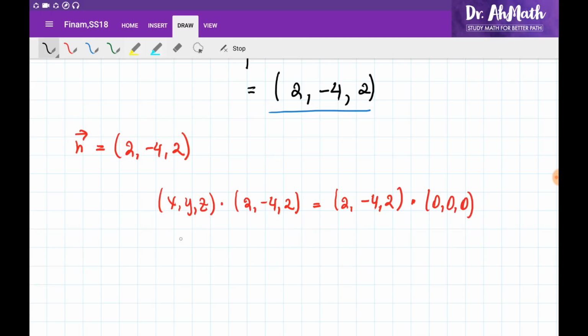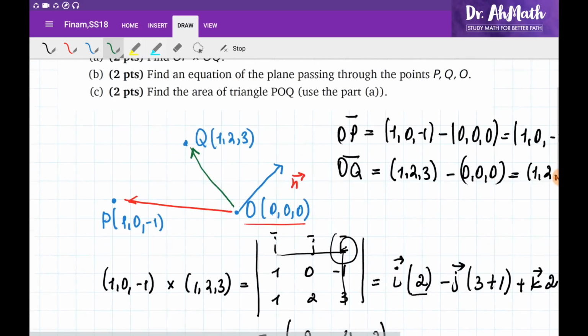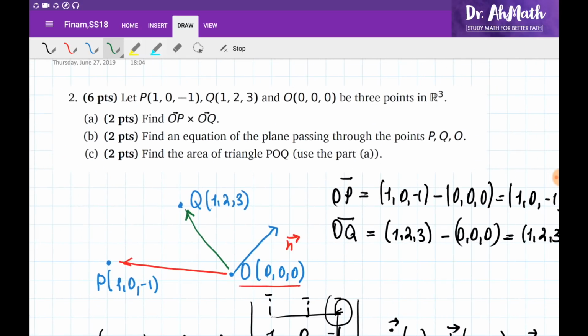On the left-hand side, I will get 2x minus 4y plus 2z, and on the right, I will get simply 0. So please note that whenever you are given an equation of the plane, the coefficients before the x, y, and z, when they are all on one side of the equation, are going to tell you the components of the normal vector. And at the end, we need to figure out the area of the triangle as well. So we need to create a triangle through these 3 points.